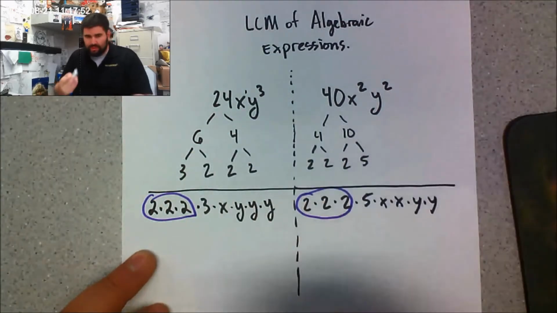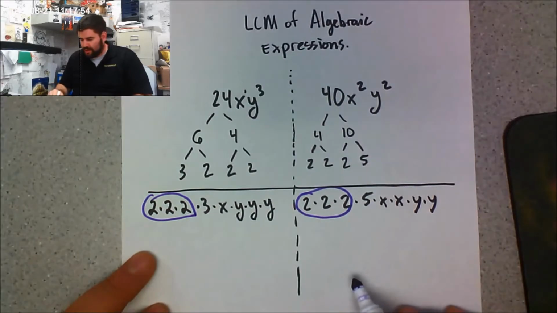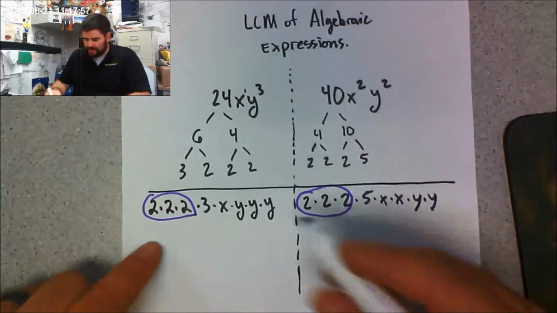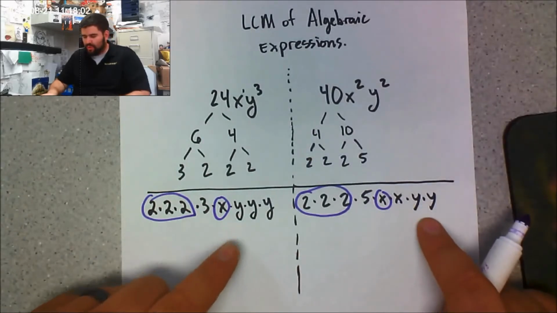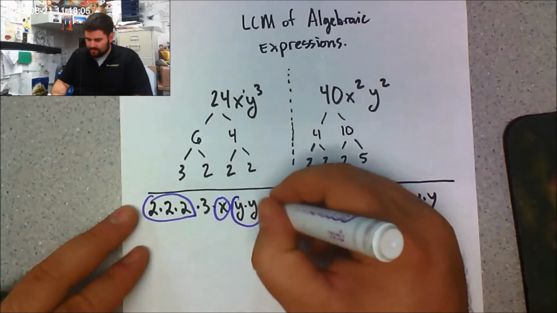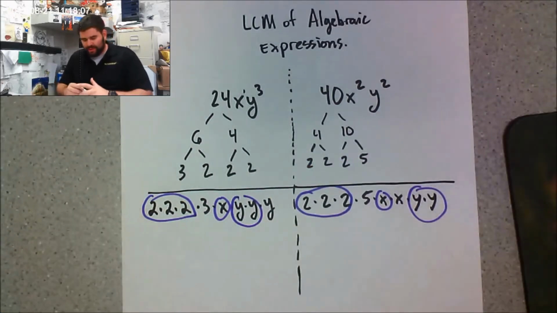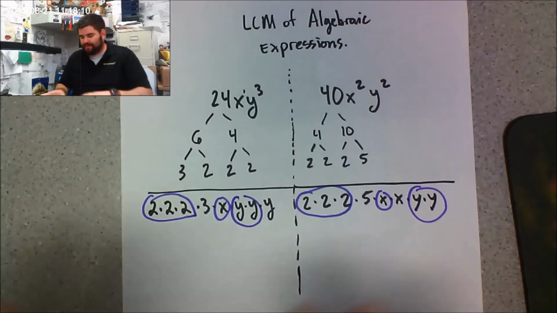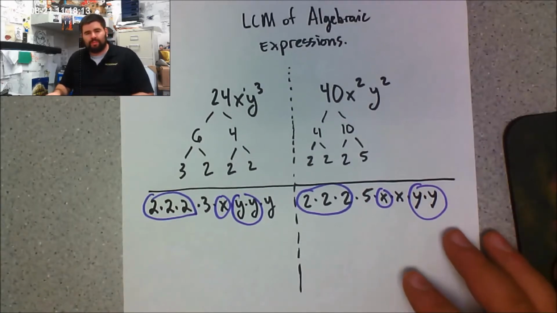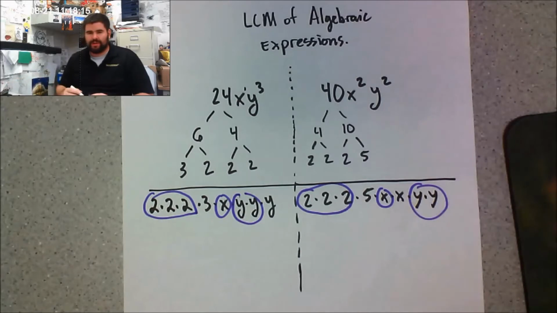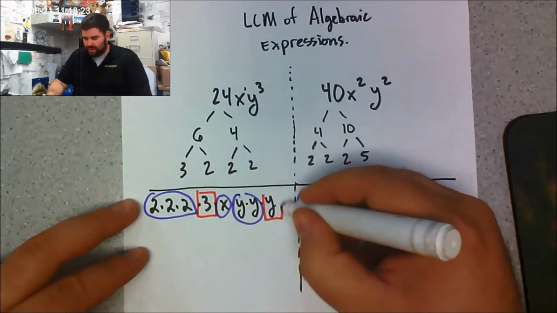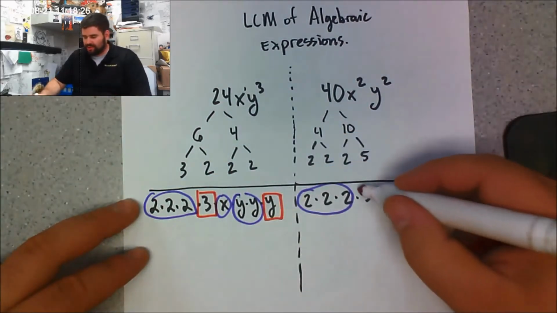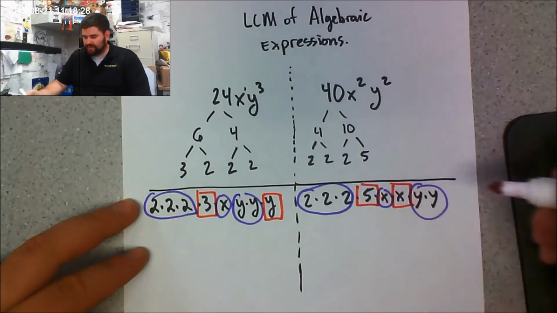I'm using purple for this one. And I notice they have an x in each of them, and they have 2 y's at least. So now that I've got the things in common squared away, to find the least common multiple, I look for the things they have different, that aren't in common. In this case, I see that they do not share a 3 or a y on this side, and they do not share a 5 or an x on this side.